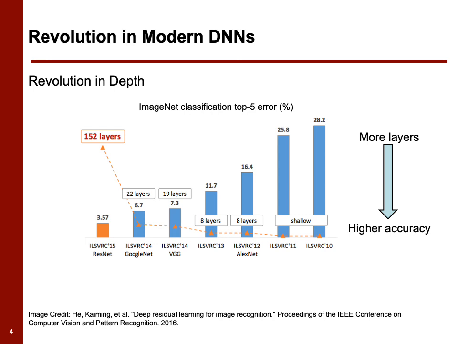For example, this figure shows the top 5 error rates versus the depth of the winning model for the ImageNet classification contest between 2010 to 2015. The x-axis shows the different models. The height of the bar represents top 5 error rate, and the dashed line indicates the number of layers in this model. As can be seen from this figure, the error rate has been significantly decreased from 28.2 to 3.57, while the number of layers in these models dramatically increased from shallow to 152 layers. This figure roughly suggests that more layers can be translated to higher accuracy.